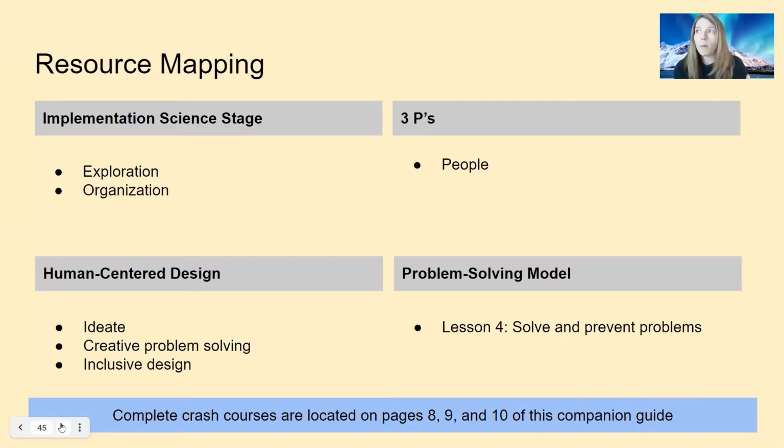You might remember from your crash course that the exploration phase is that point where you're asking questions, there's something you're looking to do, there's something you're looking to fix, and you're exploring all of the different options or ways that you might be able to address that particular thing. The next part of the implementation science phase is that organization piece. Now, the actual act of mapping the resources goes directly into that organization box.